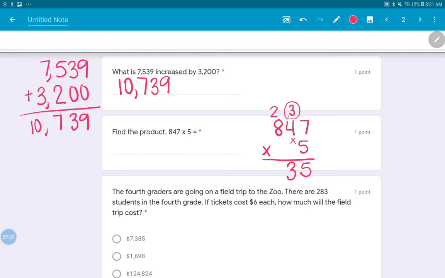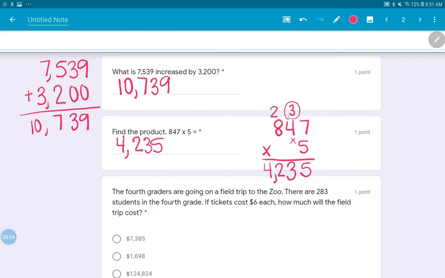Okay, so now what? And then I multiplied 8 times 5, which would equal 40. And then I added 200 to it, which got me 4,235. Very good.